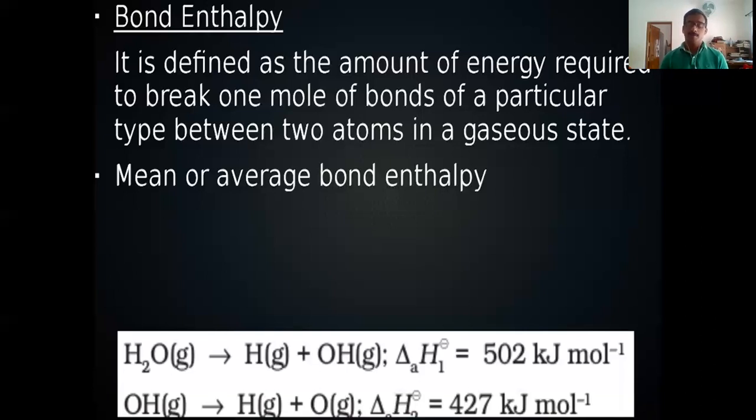Did you understand? In case of more than one similar bond, we have to take the average. Here there are two OH bonds, so when you take the average, you will get the bond enthalpy, the average bond enthalpy of the two bonds. If you measure it separately, that will be different.